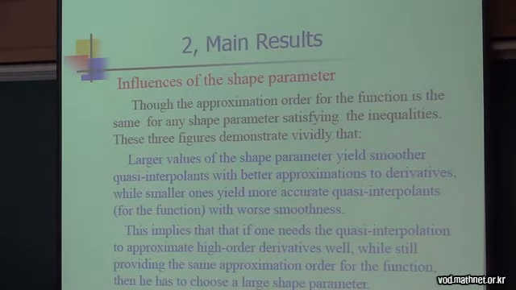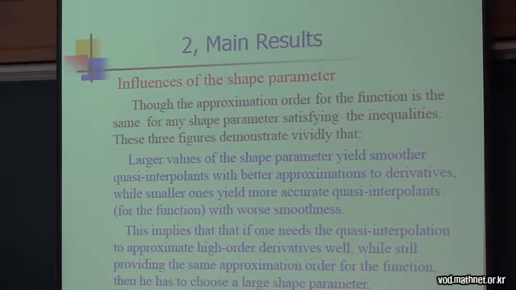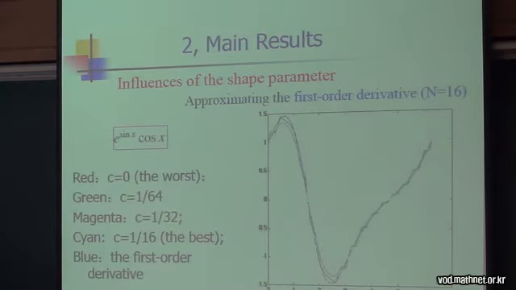From these three figures, we can see that although we can choose different shape parameters for approximating the function, they provide the same approximation order, which is order 2. However, from this figure, we can see that for large values of the shape parameter, our co-interpolant will yield smoother co-interpolation with better approximation to derivatives, as we see in the second figure and the third figure.